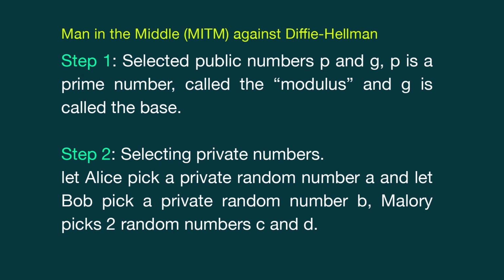Step 2, selecting private numbers. Let Alice pick a private random number A and let Bob pick a private random number B. Mallory picks two random numbers C and D.